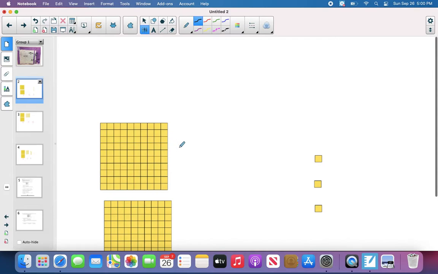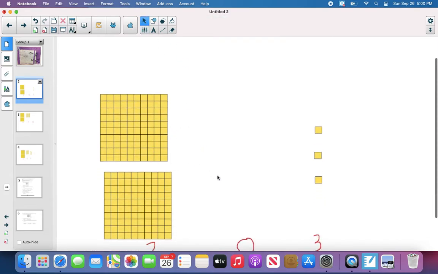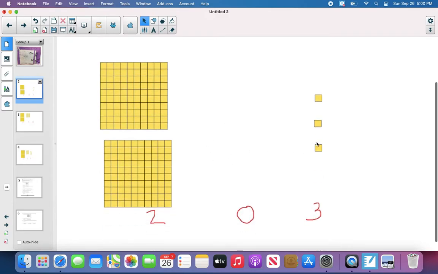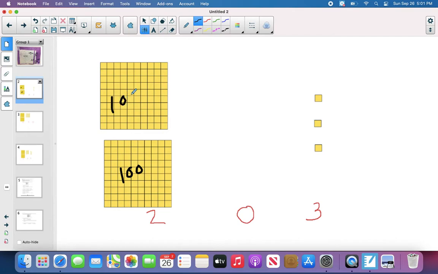So let's review. So again, here is a number. I have 2 hundreds, nothing in the tens, and 3 ones. So the value of this is 203. We don't say and, so 203. Because each of these mats is worth 100. Because they're 10 tens. Again, each of these strips is worth 10. So 10, 20, 30, etc., 40, 50, 60, 70, 80, 90, 100. This whole thing is worth 100.